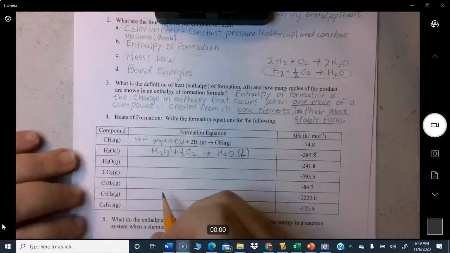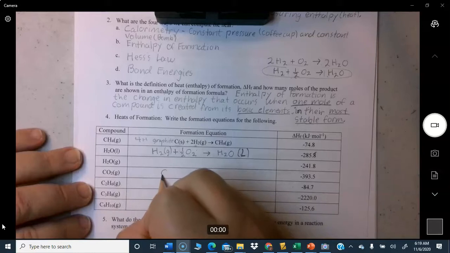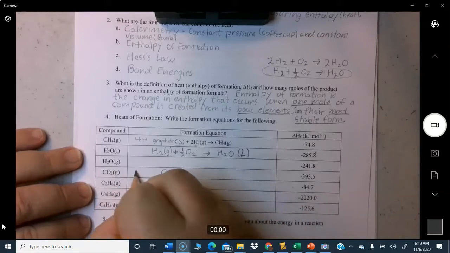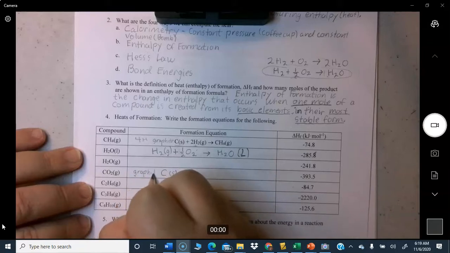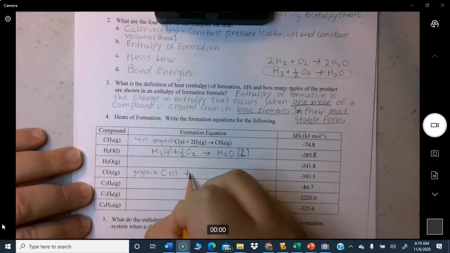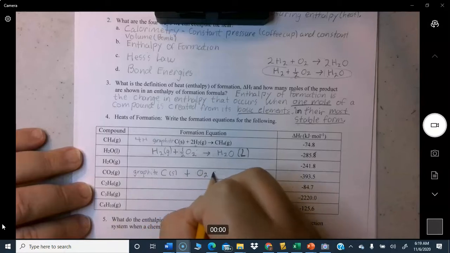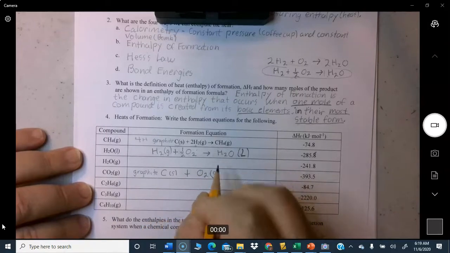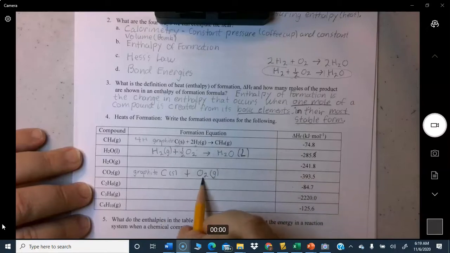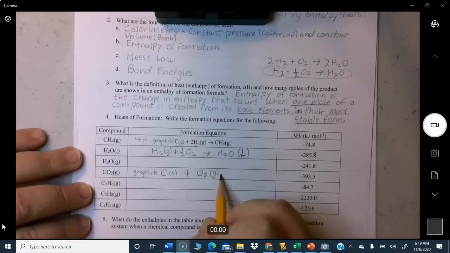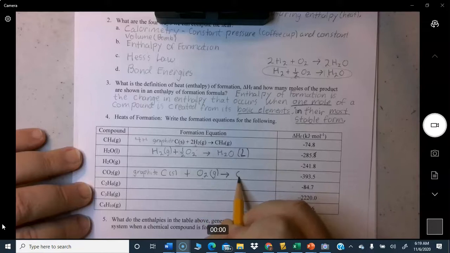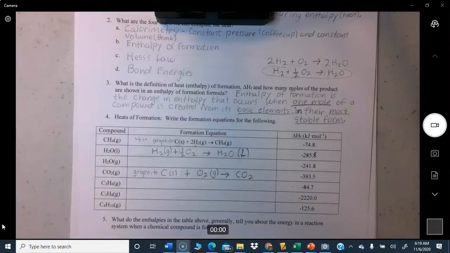All right, how about CO2? Okay, so you have carbon in solid form, and just to make note of it, that's graphite. And oxygen in its most stable form is a gas. It's a diatomic molecule and it's a gas. Okay, so there you go for that one.